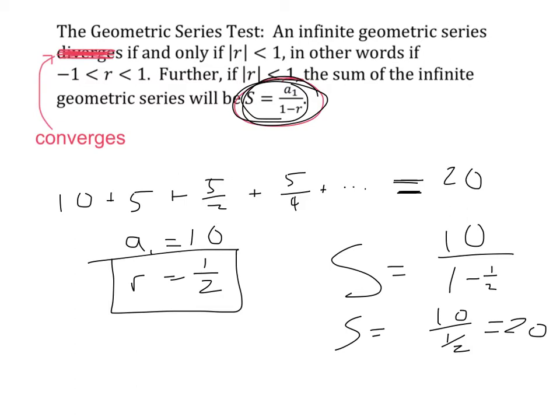So this is the geometric series test. If the absolute value of the common ratio is less than 1, it converges. If it converges, we can even say what it converges to.